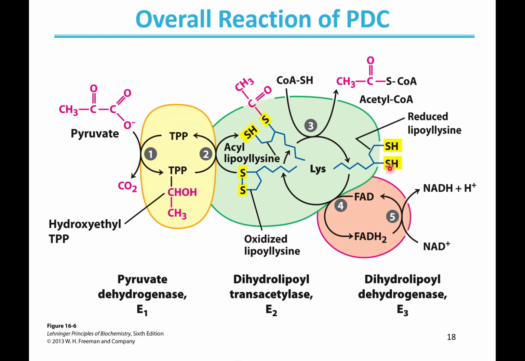Lipoic acid is then in the reduced form. It needs to be recycled back to the oxidized form, and that's what FAD is for in E3. When FADH2, the reduced form, needs to be recycled back, the E3 uses the NADH to make NAD plus, to make NADH. Okay, so this is probably one of the better pictures to look at. It shows you a little bit of everything: the structures, the enzymes, what's going on, and the important cofactors and prosthetic groups.